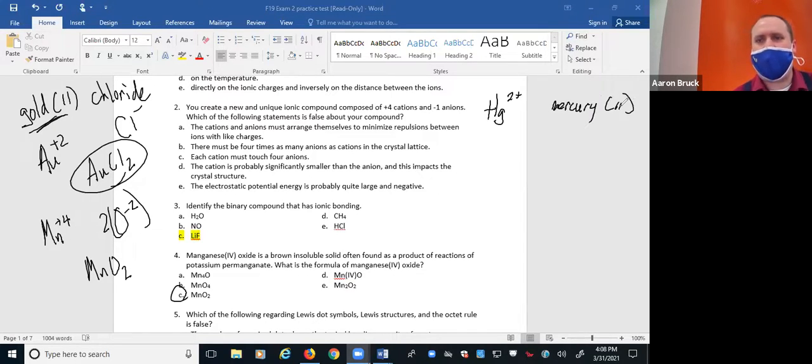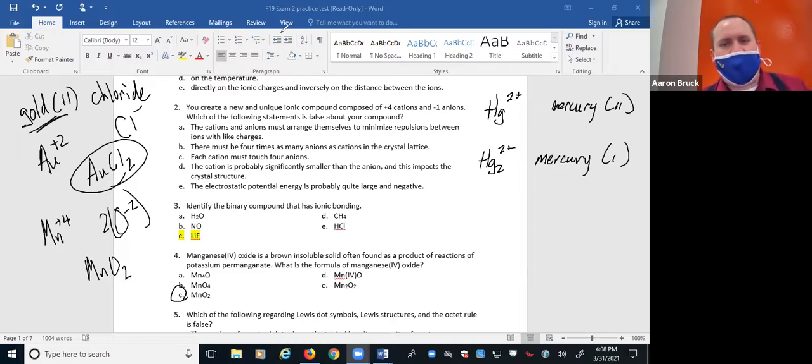mercury 2, which looks pretty normal. And then we've got mercury 1, which is anything but. Now, the reason that one is mercury 1 is because we're referring to it basically by its oxidation state. We've got 2 mercury atoms sharing a +2 charge, which means that each one is +1.